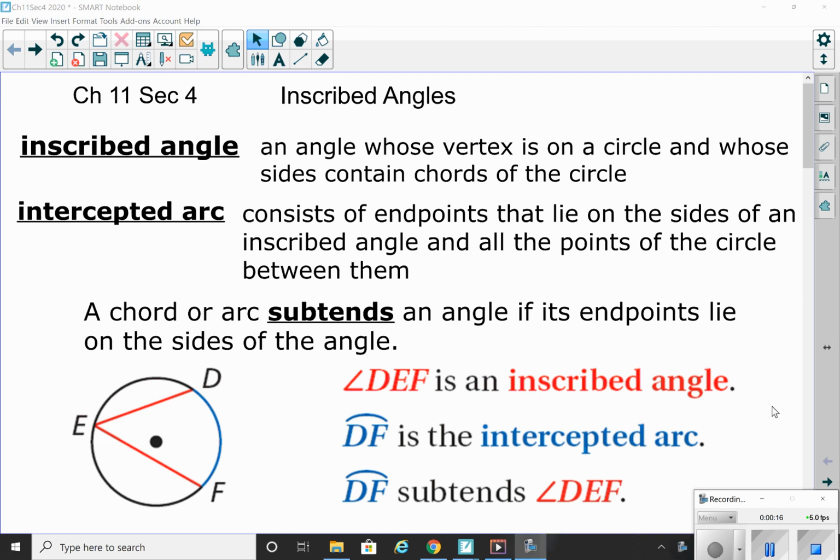So no bell ringer, we're going to just go ahead and jump in and write down our vocabulary terms. We have inscribed angle, intercepted arc, and subtends. And these are all terms I'm going to be using throughout the lesson today. So why don't you pause the video and give yourself a minute to copy down these three vocab terms, and then I'll come back and talk about them.